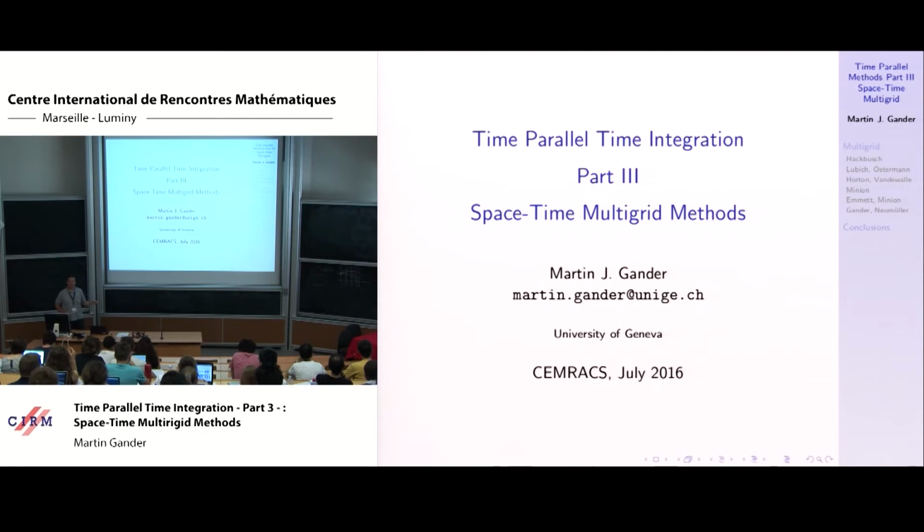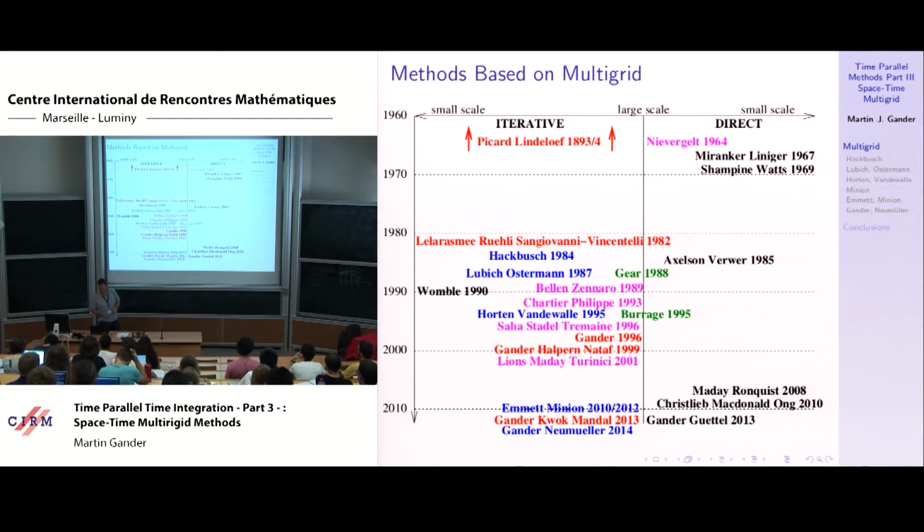So welcome back to the third lecture of these time parallel methods. The third track is space-time multigrid methods. And on this same transparency, it's the blue methods. You can see these are all iterative methods, starting with Hackbusch, Lubich-Ostermann, Horton-Vandewalle, Emmett-Minion, and then also a contribution from me and a collaborator.